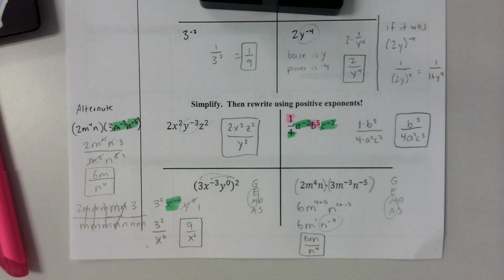So there's a few ways you could do it, right? This one I moved the negative exponents first, and then I sort of simplified. And this one I did the multiplication by adding the exponents together, and then I moved the negative exponents to the bottom, and then I simplified.